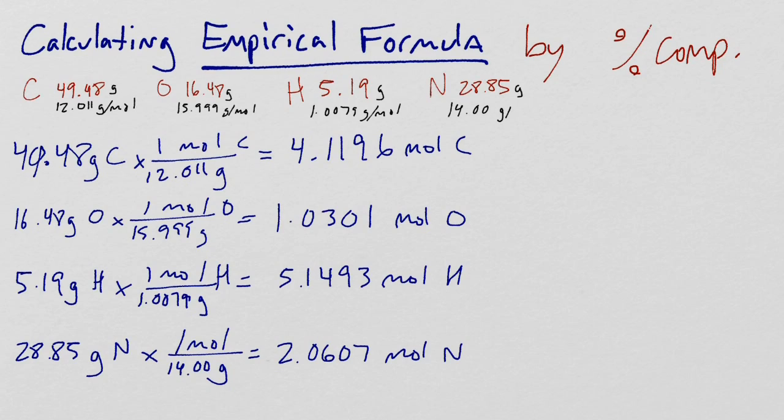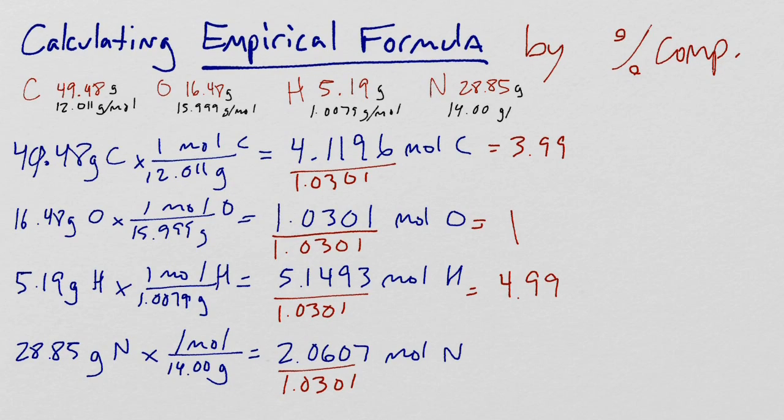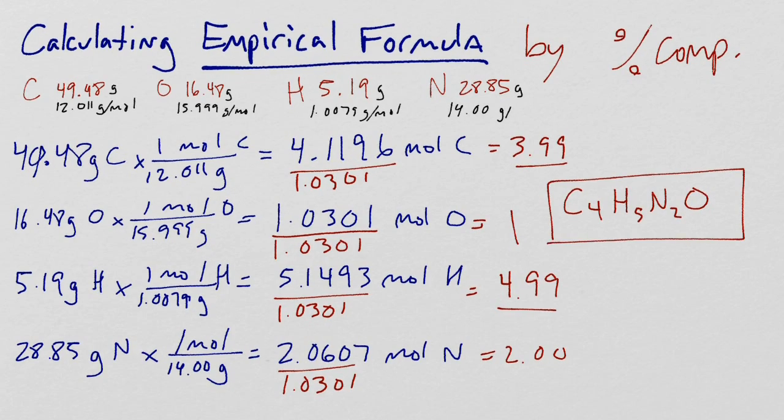Now we want to find which one of these is our smallest number of moles, and it looks like it's this one, and we want to divide everything by that number. So we'll divide everything by this number, and we'll get, of course, 1 mole, or 1 for oxygen, and we'll get other values here. So we get 3.99 for carbon, we get 4.99 for hydrogen, and we get 2.00 for nitrogen. So that tells us that our formula is going to be, since these are basically whole numbers, C4H5N2O. So this would be the empirical formula for caffeine.